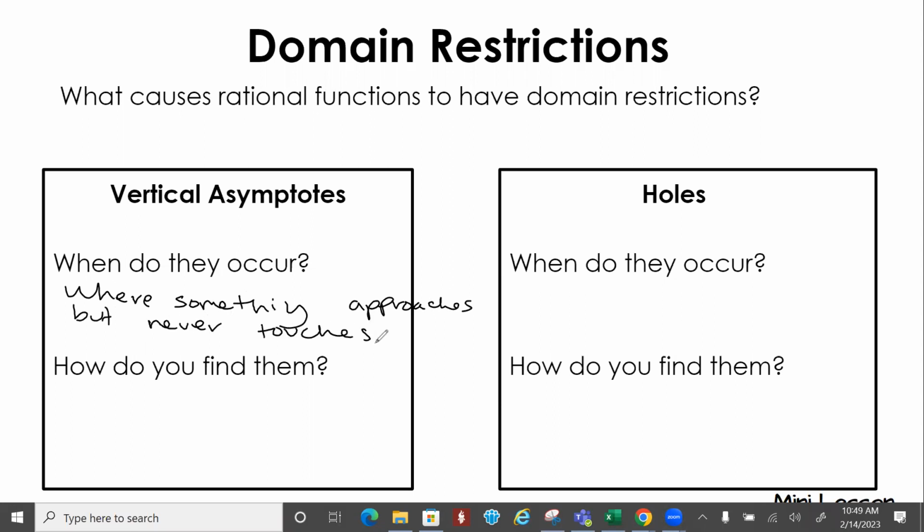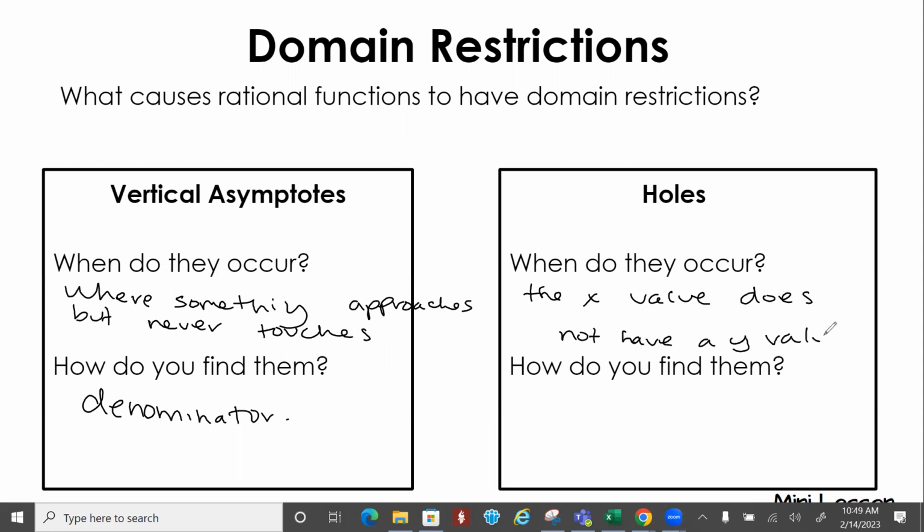And how do you find them? This is going to be in the denominator. Okay, and I'm going to show you what that is in just a second. Holes are going to be where the x value does not have a y value. And that's going to be what you cross out after factoring.